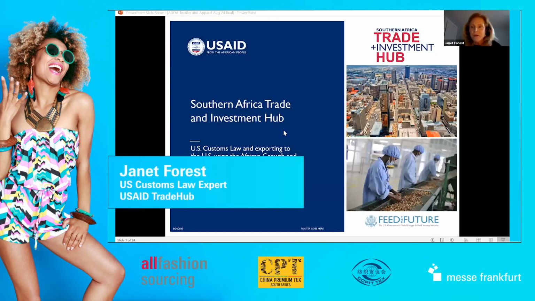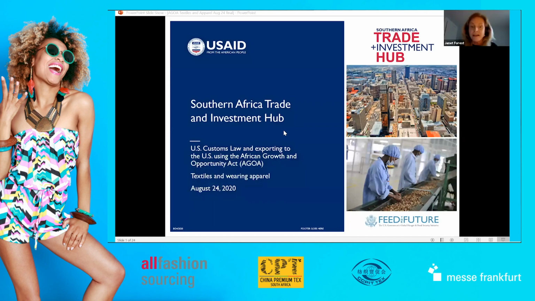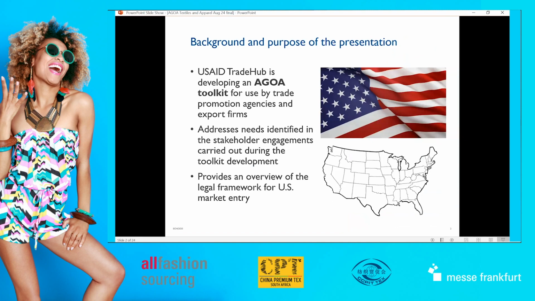I'm going to talk to you about basic US customs law and how to export to the US using the African Growth and Opportunity Act, with a specific emphasis on textiles and wearing apparel. This is part of a project to prepare an AGOA toolkit for use by trade promotion agencies and export firms in the region. It's meant to address needs identified in the stakeholder engagements that we carried out during the toolkit development, and to provide an overview of the legal framework for US market entry.